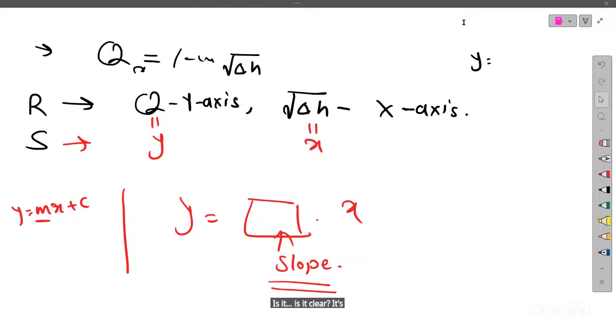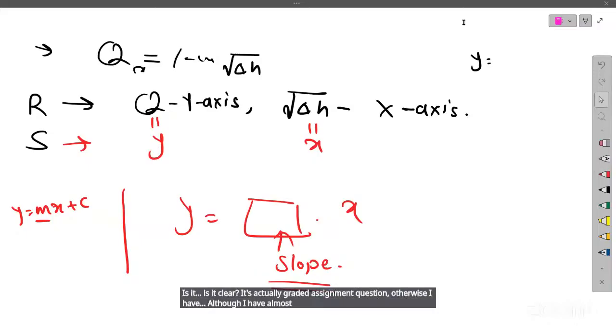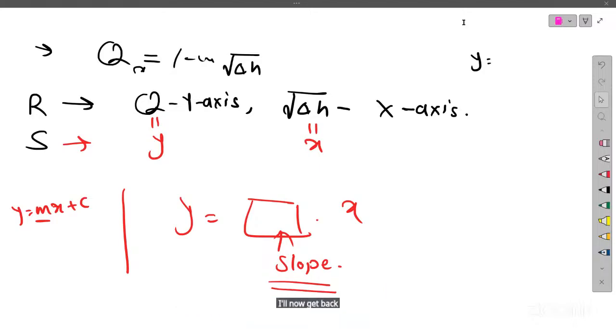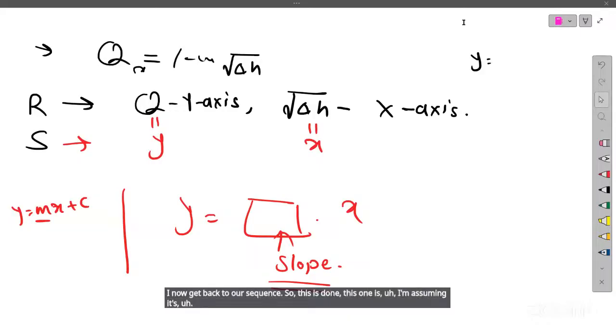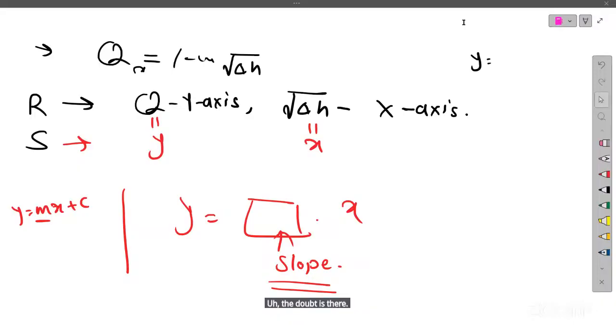It's actually a graded assignment question. Otherwise, although I have almost clarified what you should do in this question. Fine. Now get back to our sequence. So this is done. I'm assuming the doubt is cleared. Okay. Now we have the next question.